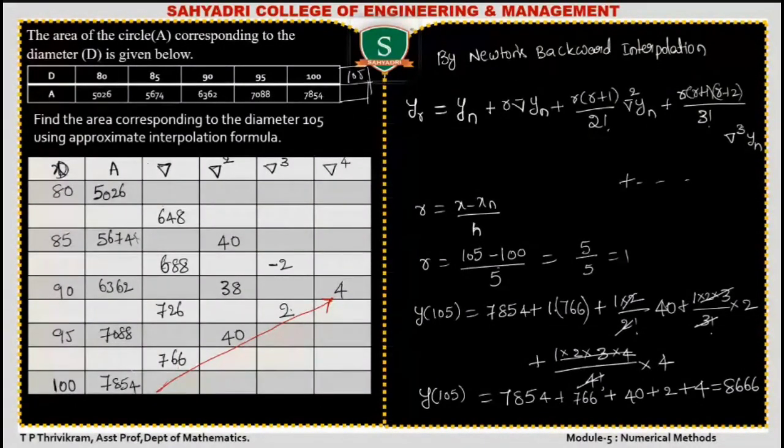Sir, how to know whether it is forward or backward, sir? Forward or backward depends on the data. See, he has given 105, right? Until 100, you know the data. So if you want to know one data, you should know the previous data. So 105 is the unknown and the previous data we know. So that means you have to go for backward. Correct. Using the previous data you are finding.